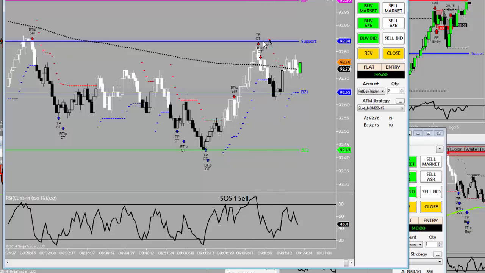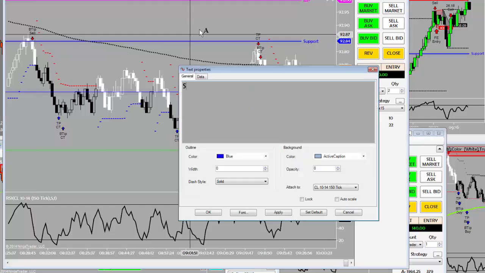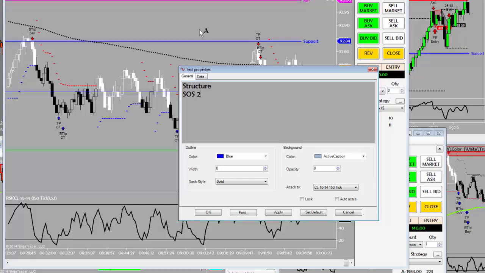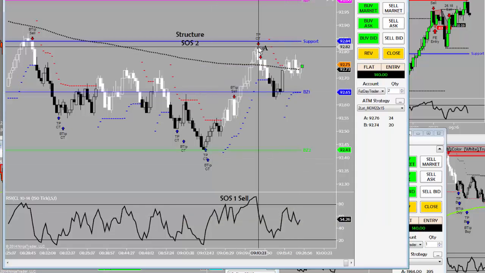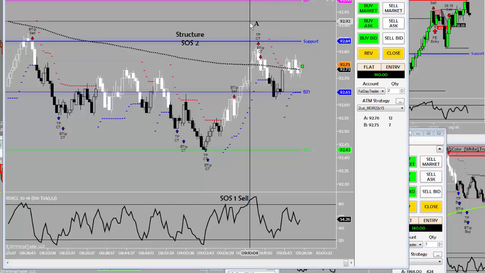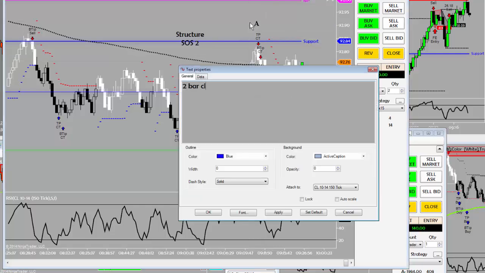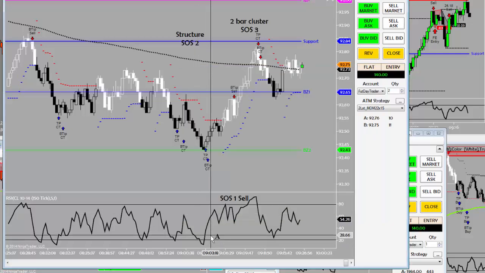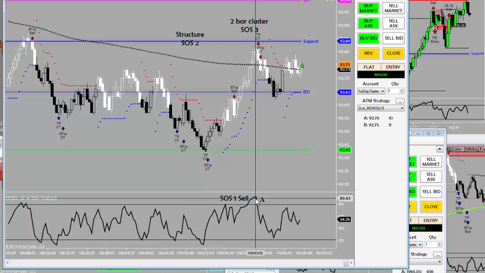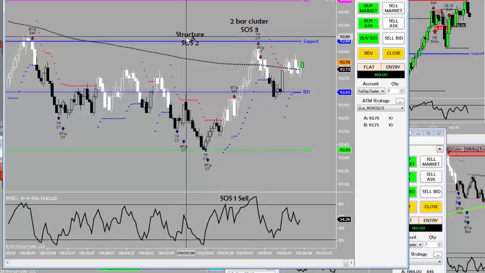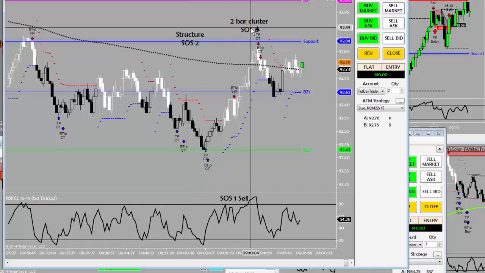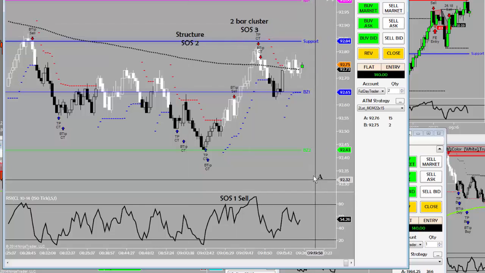Where's the market relative to? I'm at a support level. Look left, previous structure. So I'm at structure. This is SOS2. On top of that, I get a turning point black tip. So this is a 2-bar cluster. That's SOS3. Now, that's a short entry with trend. RSI, one technical indicator, overbought. Where's the market relative to? 2-bar cluster. Short entry with trend right there.